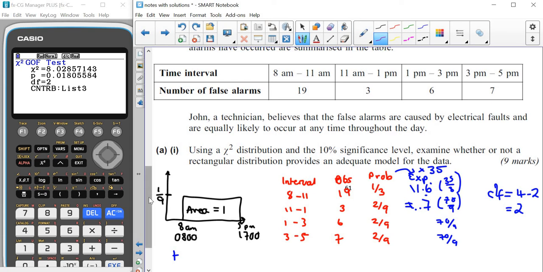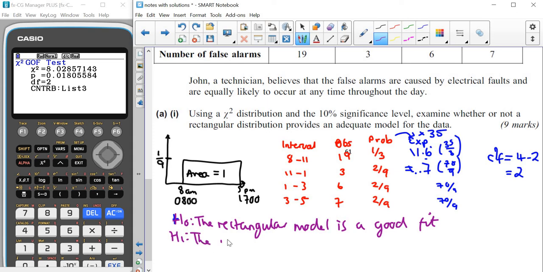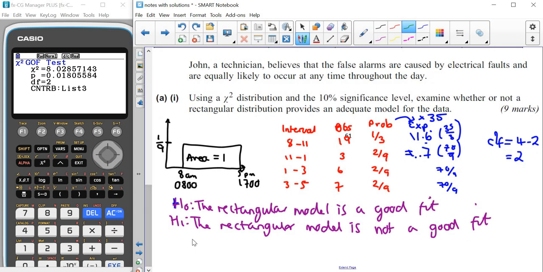Oops. So my H0 would have been that the rectangular model this time is a good fit. H1, the rectangular model is not a good fit, because this time it is continuous, not discrete. So this time it's rectangular, not uniform.